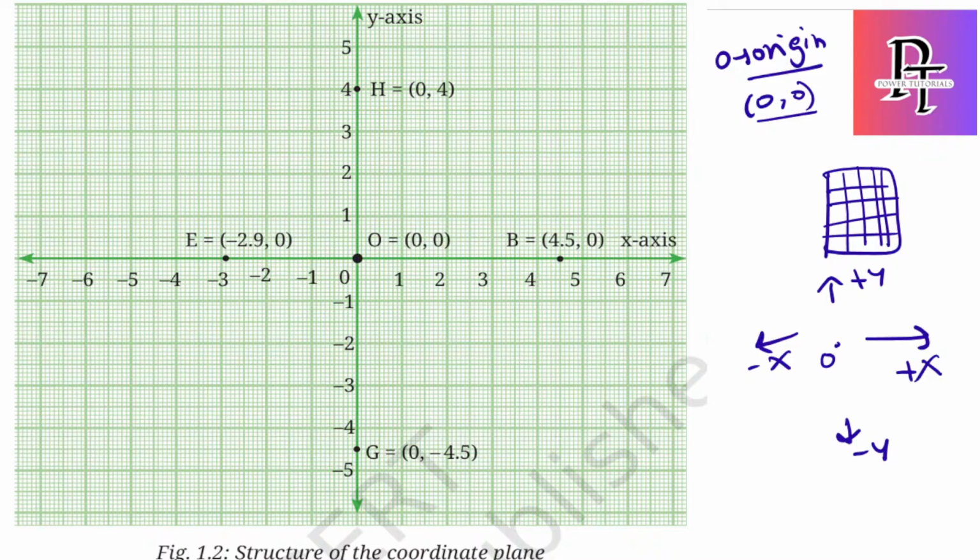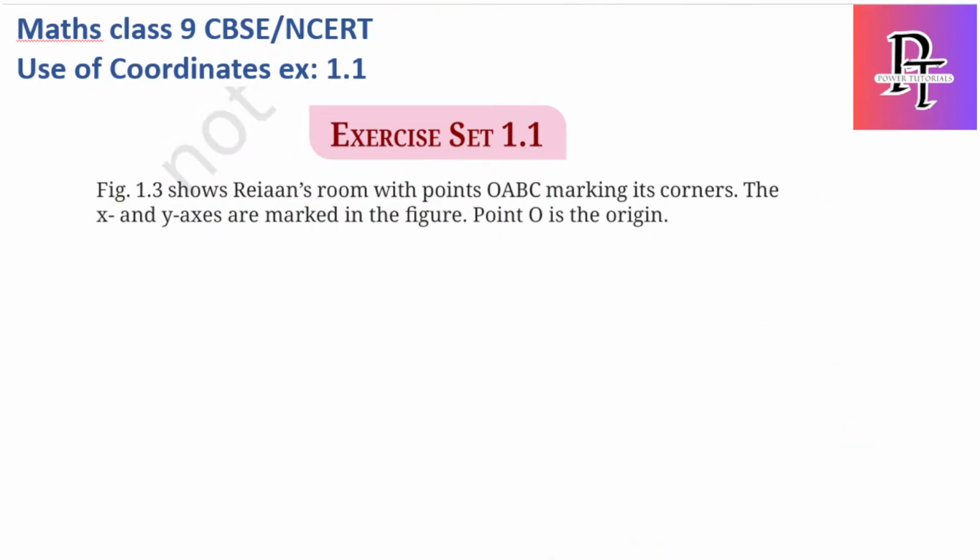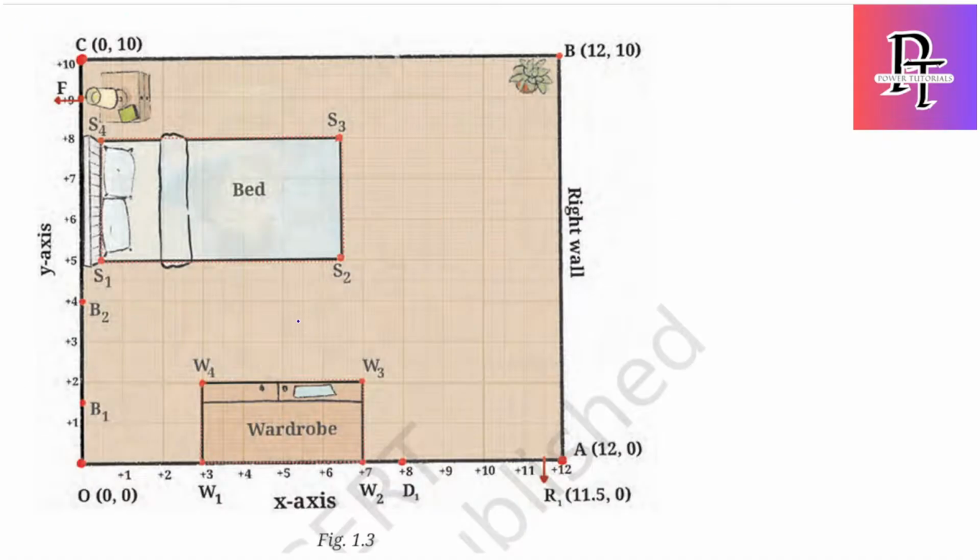Now let's see the questions of exercise set 1.1. What is the question? Figure 1.3 shows Rian's room with points O, A, B, C marking its corners. The x and y axes are marked in the figure. Point O is the origin. Let's see the diagram here. This is the room of Rian. What is that room? This is a bedroom. Why? Because we have a bed here and we have one table which has a light post.